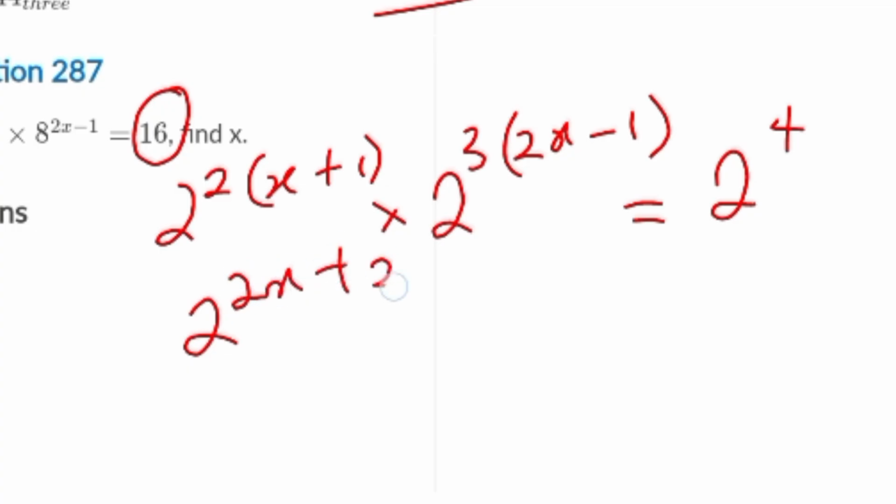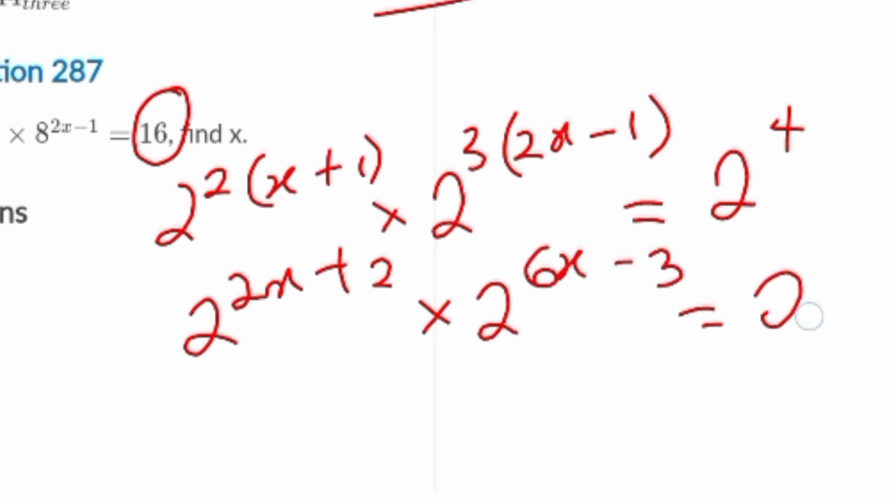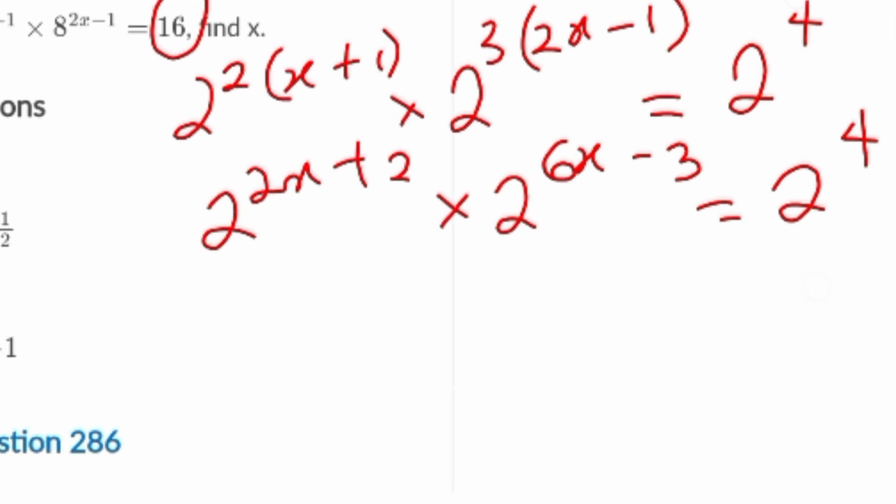2x plus 2 times, this will be 6x minus 3. When you expand the bracket, 2 to the power 6x minus 3. So everything should be equal to 2 to the power 4. Then from here, use the law of indices.